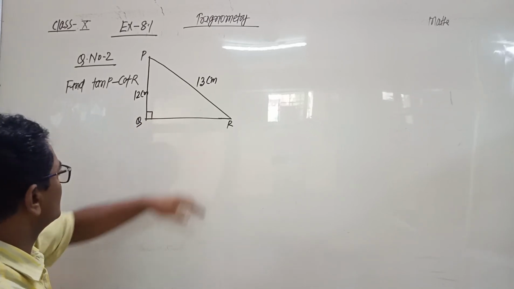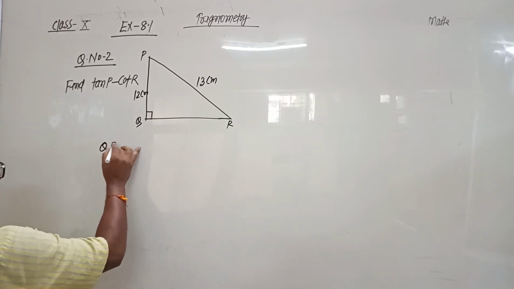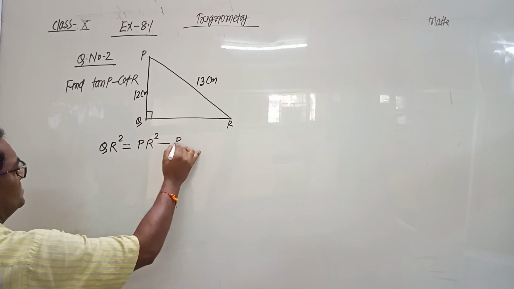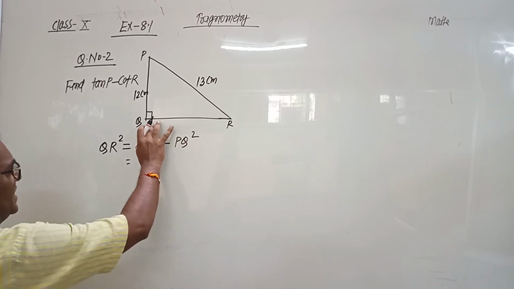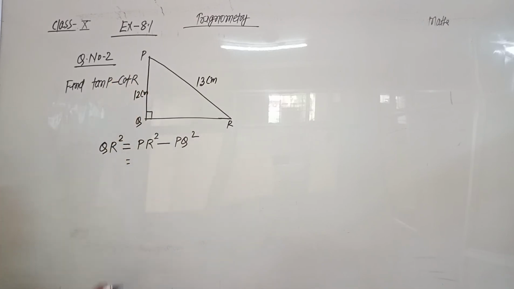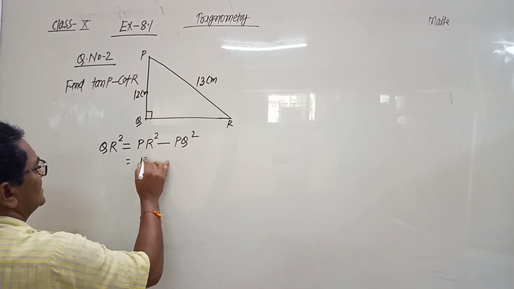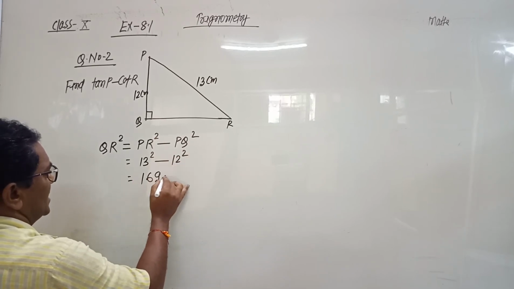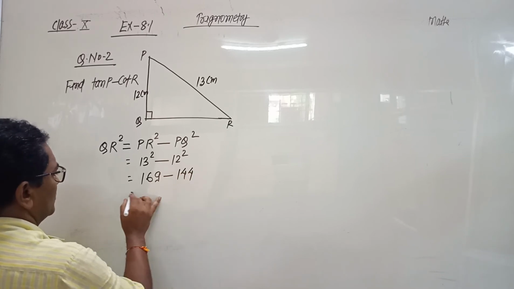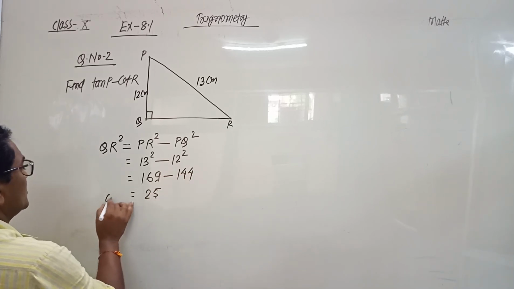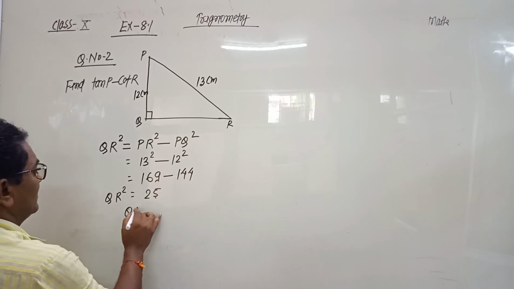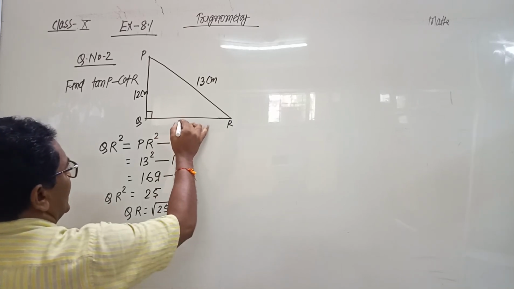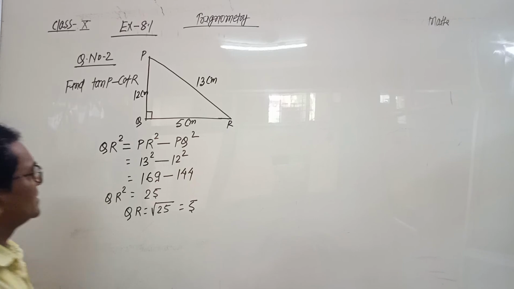QR is the base. QR is calculated by QR square equals PR square minus PQ square, that is, base square equals hypotenuse square minus perpendicular square. So PR is 13, the whole square, and PQ is 12, the whole square. 13 squared is 169 and 12 squared is 144, which gives 25. So QR square equals 25 and QR equals the square root of 25, which is 5. So we get the value of QR as 5 centimeters.